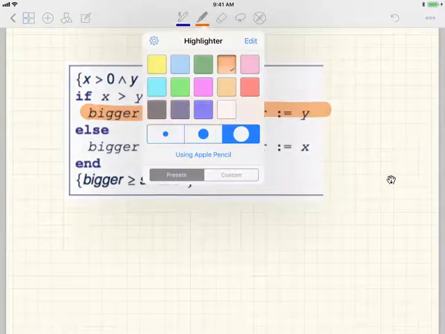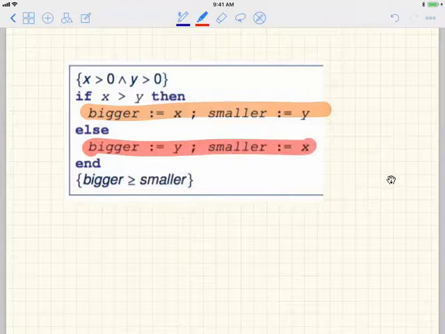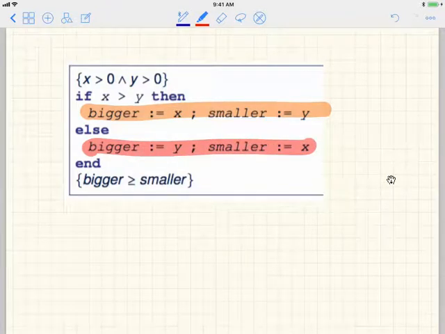And this is the second branch. We want to make sure both branches are going to establish the common postcondition. That's what we want to make sure. Okay? So now think about what's going to happen here.